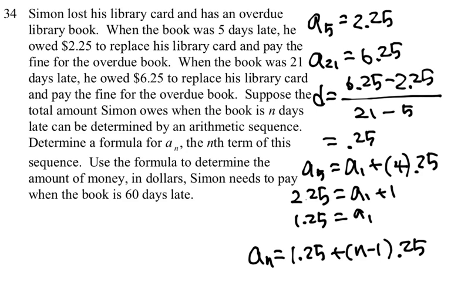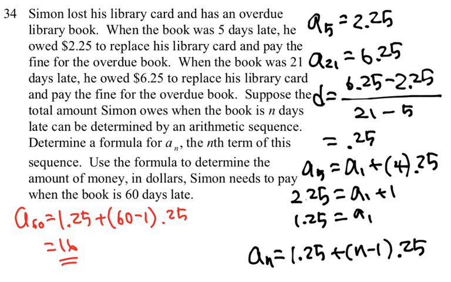Now, what they want us to do is figure out the penalty if it was 60 days. So then a sub 60 must be equal to 1.25 plus 59 times 0.25. I basically plug that into the formula. Then you realize that it was equal to 16. So $16 would have been the answer. All right, let's move on to the next one.